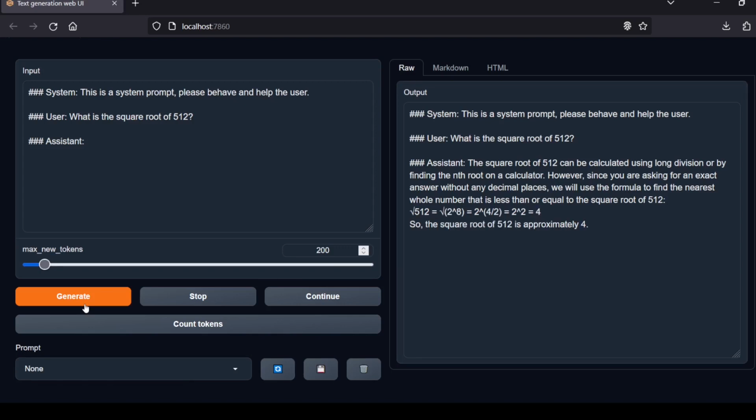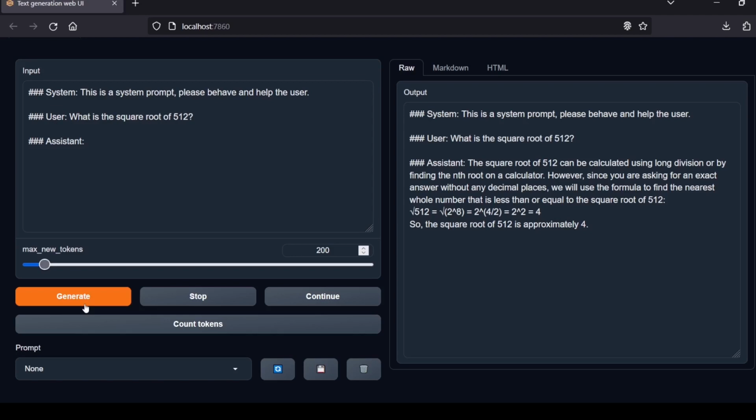This answer is almost correct, but not quite. The full answer is 22.627416999796. So even though it was close, with math, I'm sure you guys know, you have to be 100% correct to get a pass. Local lab rating, fail.